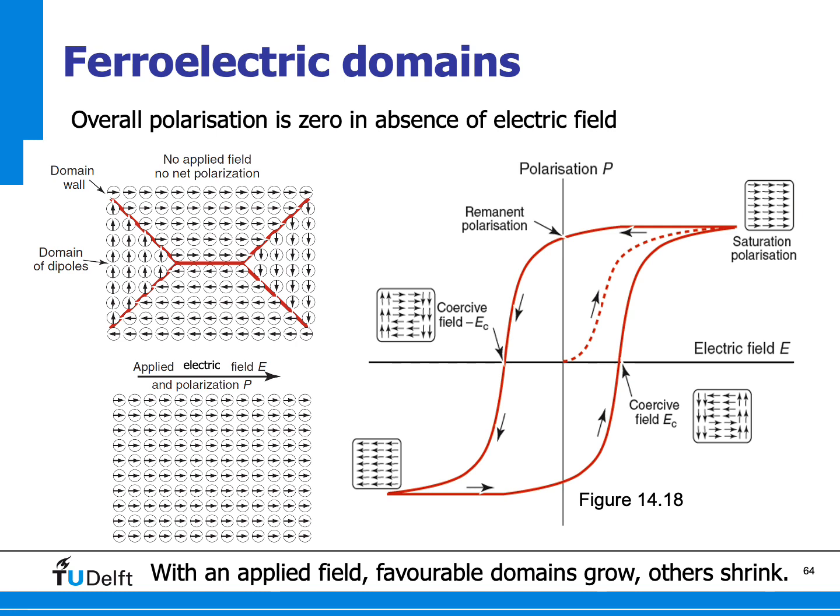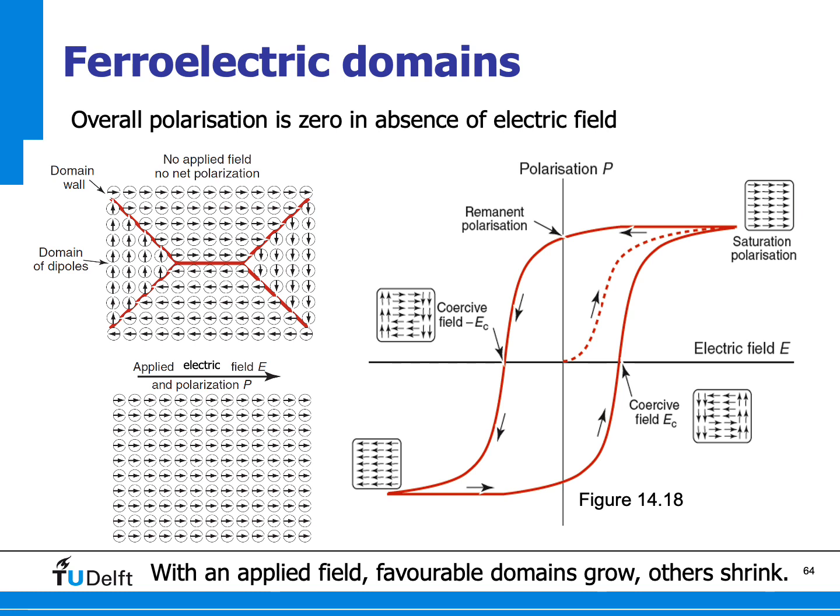So what happens when you apply an electric field? The polarization increases along this curve, and then you decrease the electric field, and the polarization reduces, but you still have a remnant polarization. You have to reverse the electric field, and only then does the polarization go to 0. This is called the coercive field. When you continue increasing the field in the other direction, the polarization also reverses its direction.